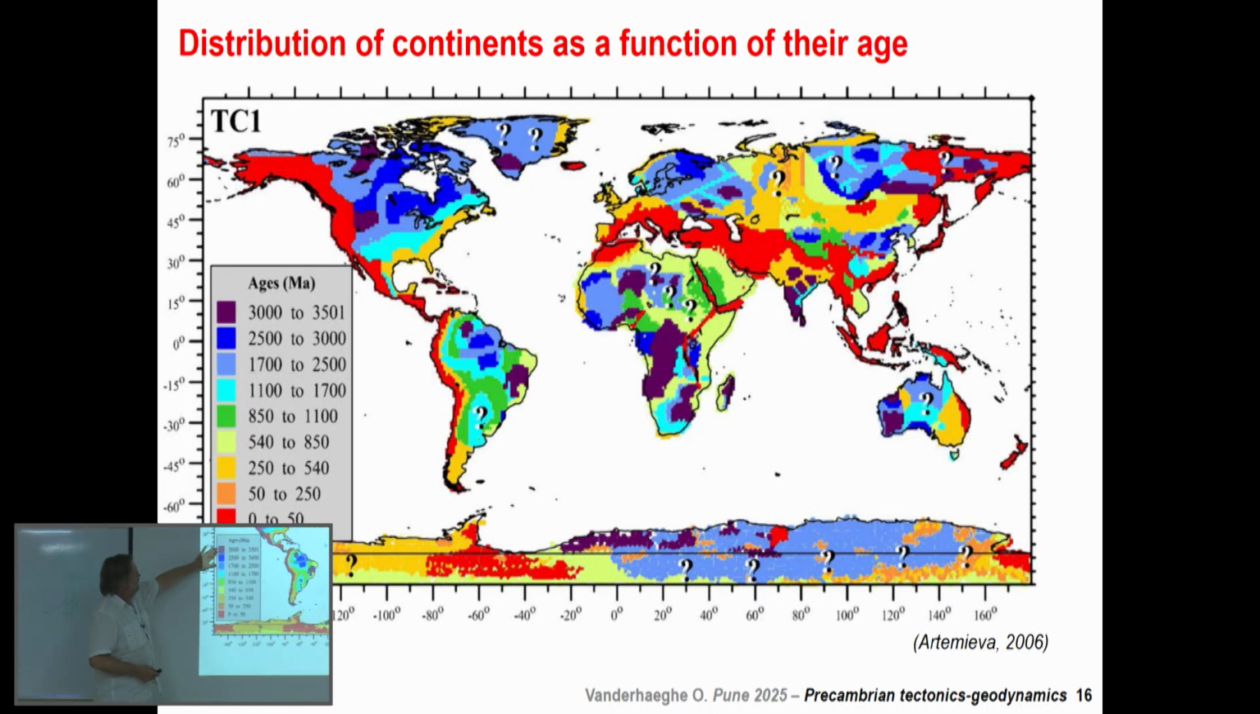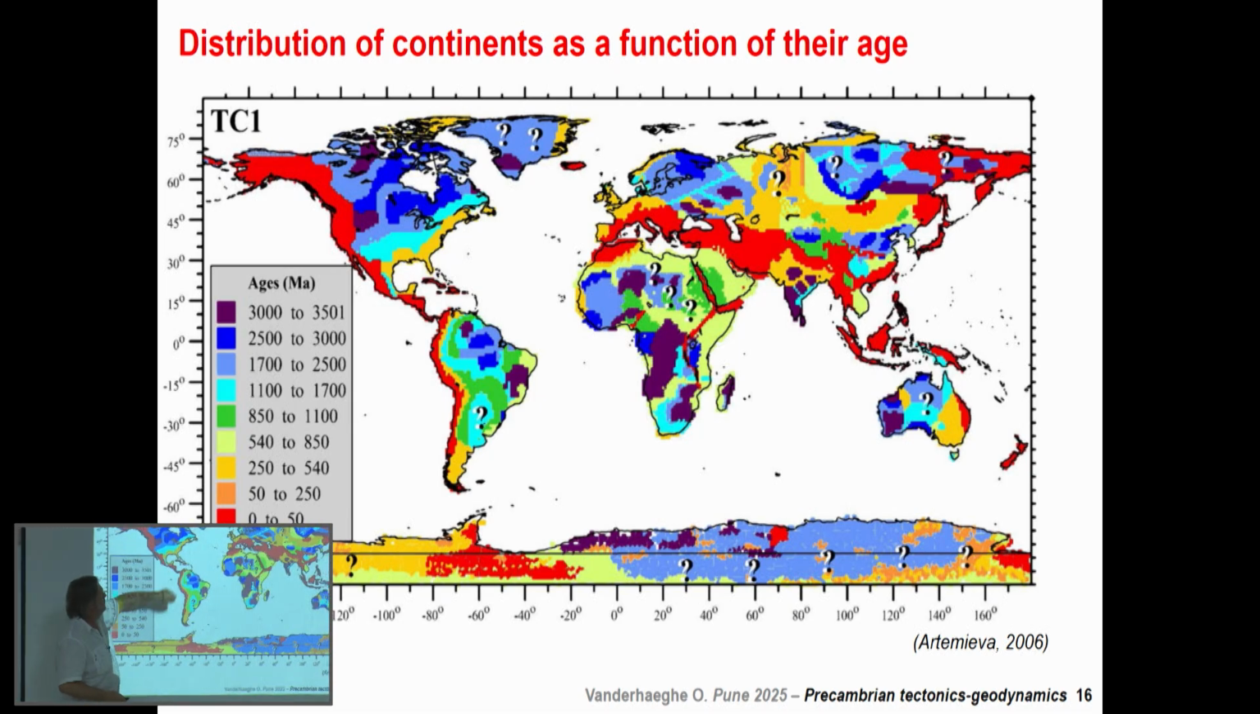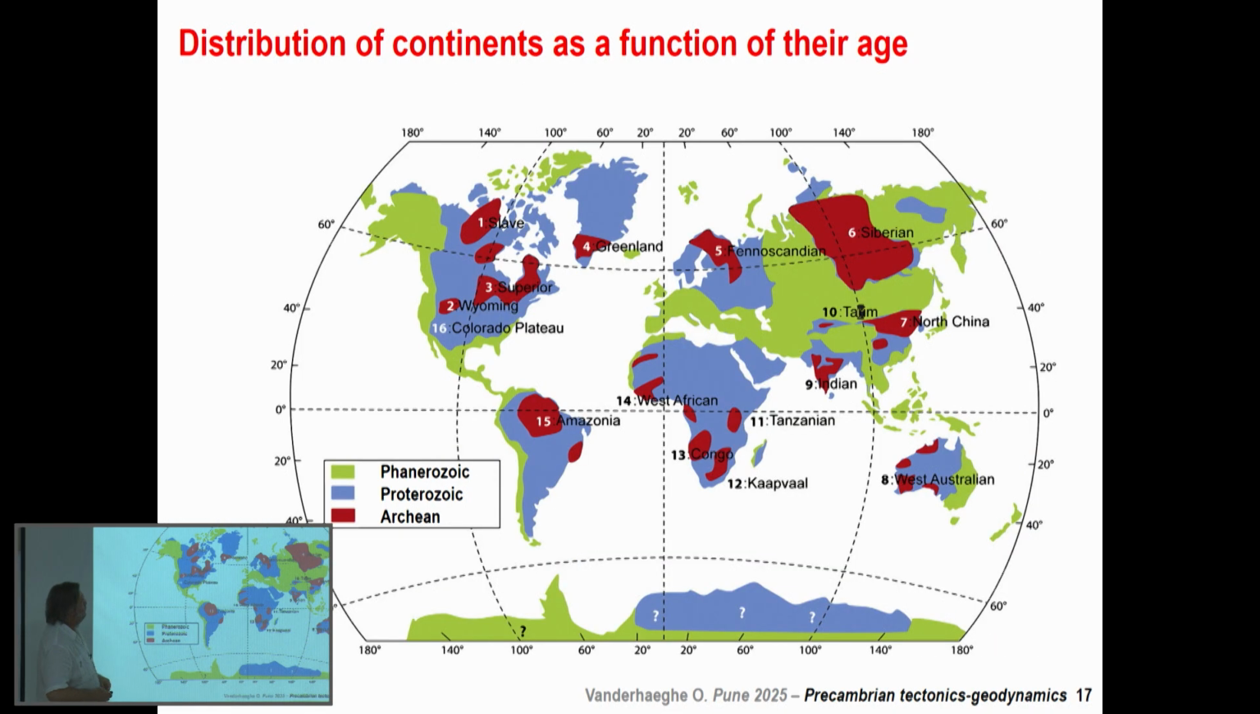So the oldest is here, but the merit of this map is that we can see more or less the different colors relative to each other. The youngest belts are in red, and the oldest is in purple, these ones. And blue is also old, Archean. And I produced a simplified version of that.